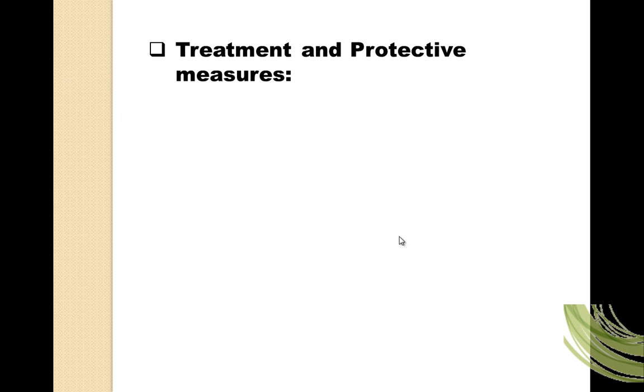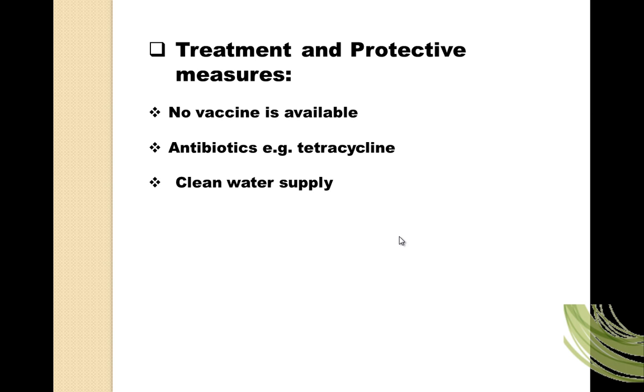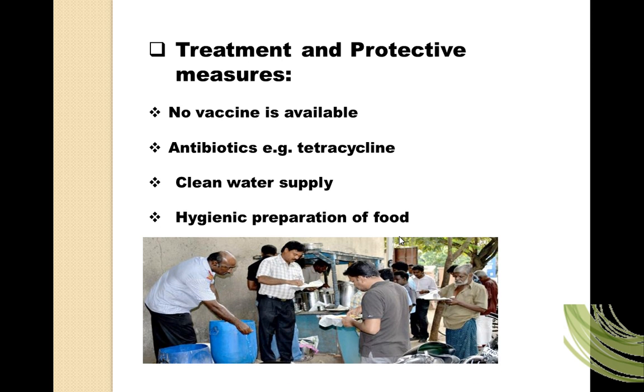Treatment and protective measures. No vaccine is available for the bacterial dysentery. Antibiotics, for example tetracycline, this treatment is available. Again, clean water supply, hygienic preparation of food, etc. So here you can see the picture, people eating food on an open stall. So there is a big chance of transmission of diseases like typhoid, cholera or dysentery. So that's why we are always advised not to eat food on the open stalls.